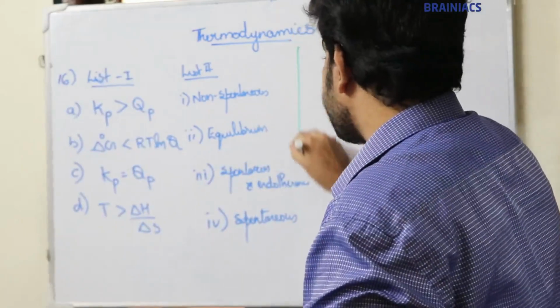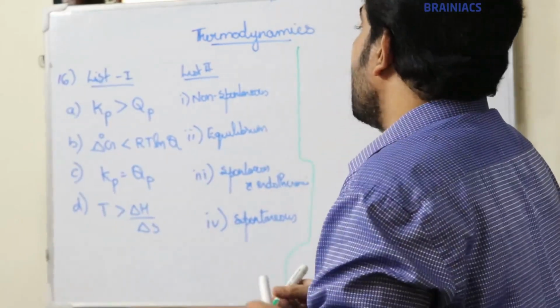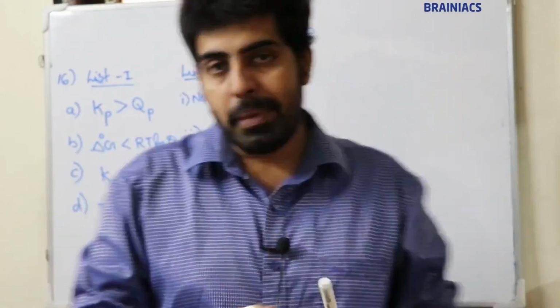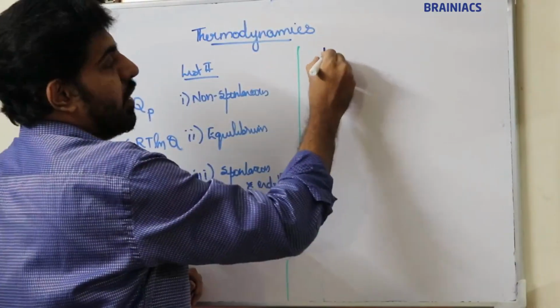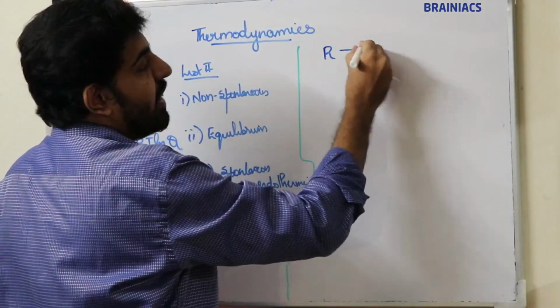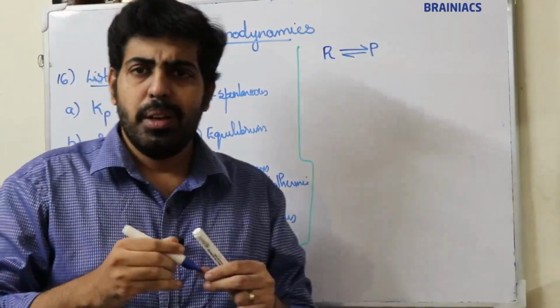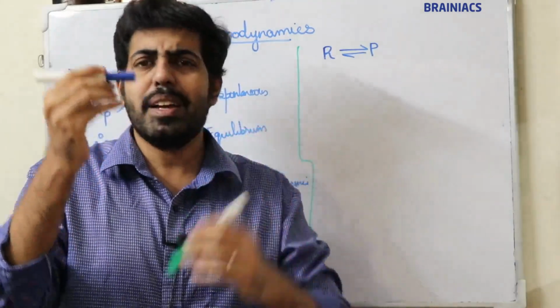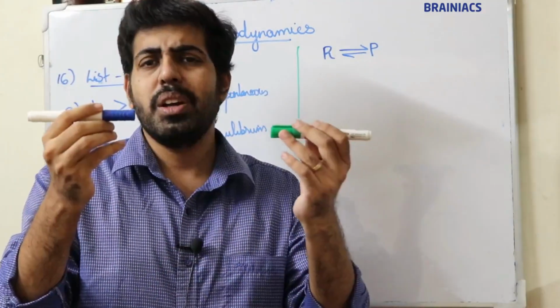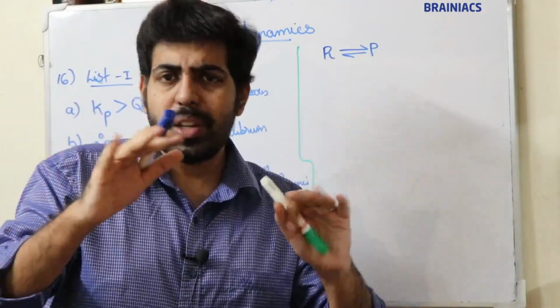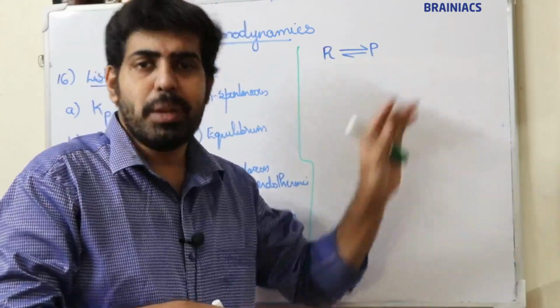Now, what is Kp? Kp means, let R be the reactant. Reactant and product are in equilibrium. Equilibrium means the amount of reactant and product does not change with time. That is known as equilibrium.